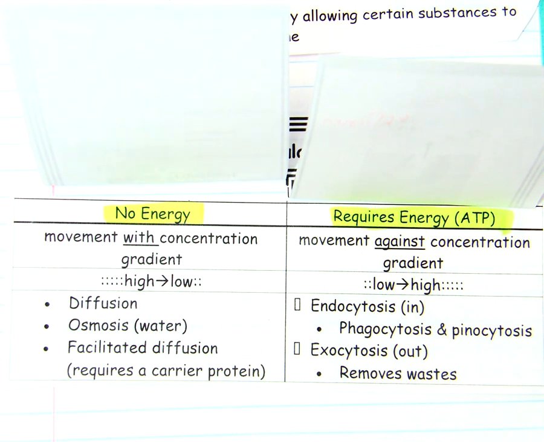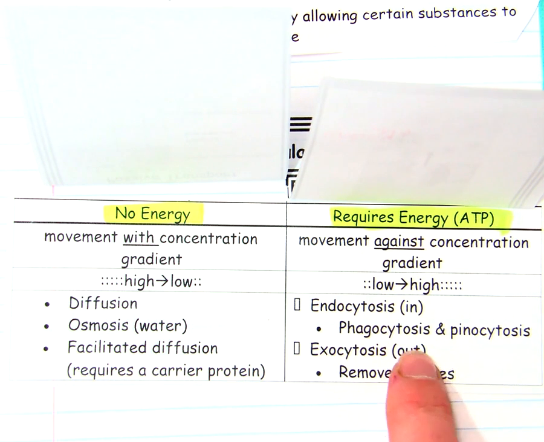This is movement against the concentration gradient. So moving something from a low concentration to a high concentration. If I sprayed that bottle of perfume, it would take a lot of energy to try to collect all those molecules and put them back in the perfume bottle. So things move from low to high.